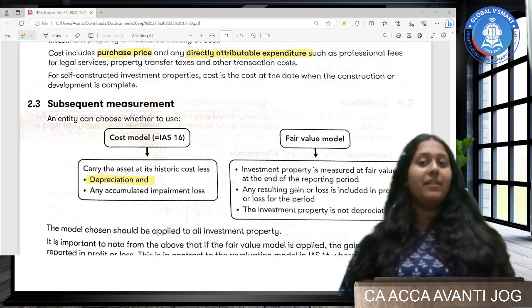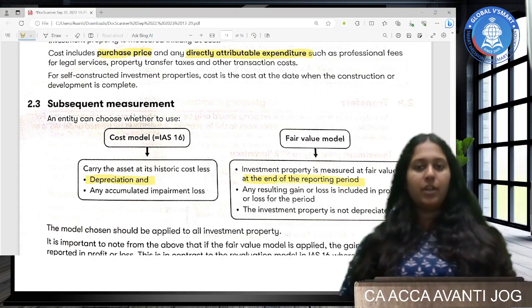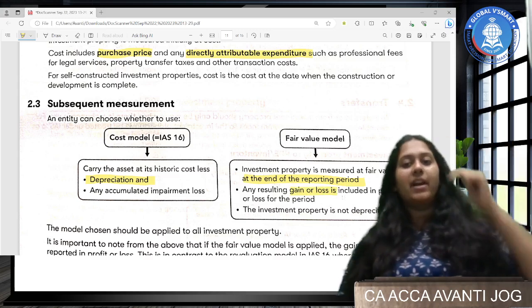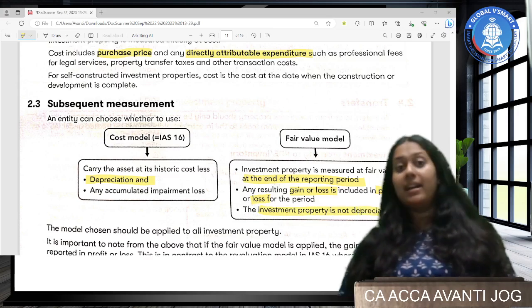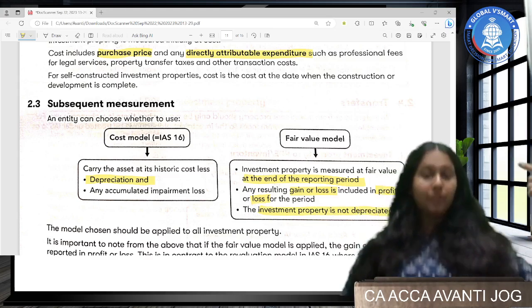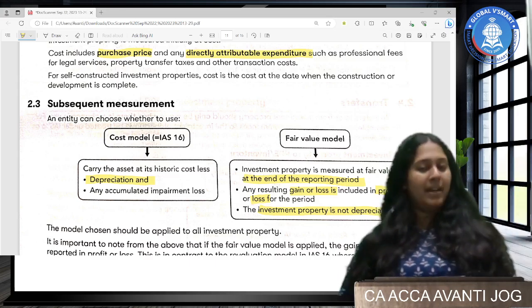But if you use the fair value, then the fair value has to be compulsorily checked at the end of every year. This is not compulsory for PP, but it is compulsory for IP, investment property. Any gain or loss in the fair value, where we took it to revaluation surplus above, here it has to be taken through P&L, okay? And no matter what the asset is, land or building, it is never depreciated. So if we have fair value under investment property, it is never depreciated. So all of these three things are unique to IP, that is investment property, which are not applicable to PP.